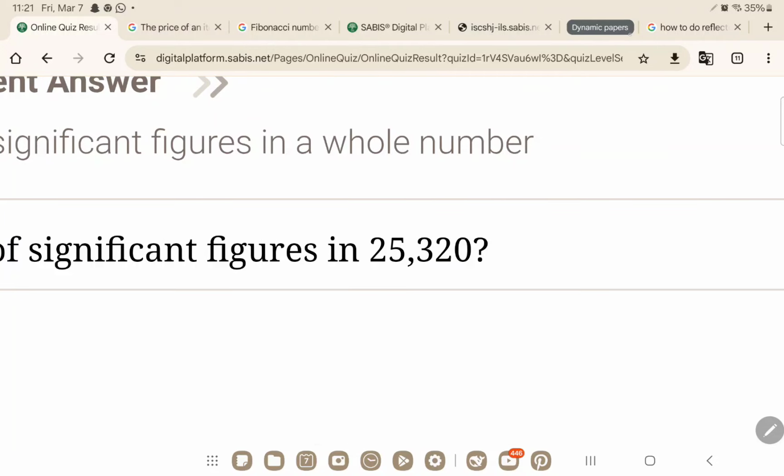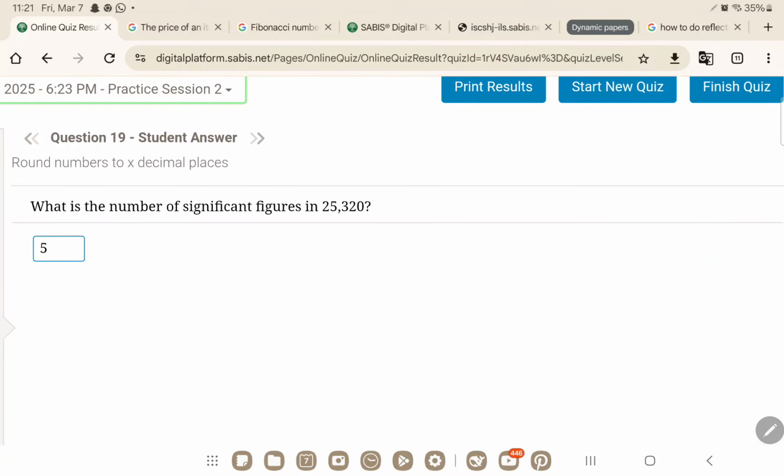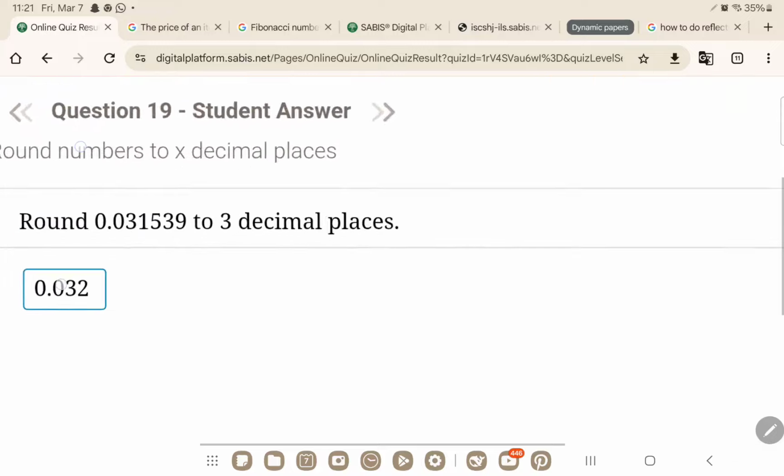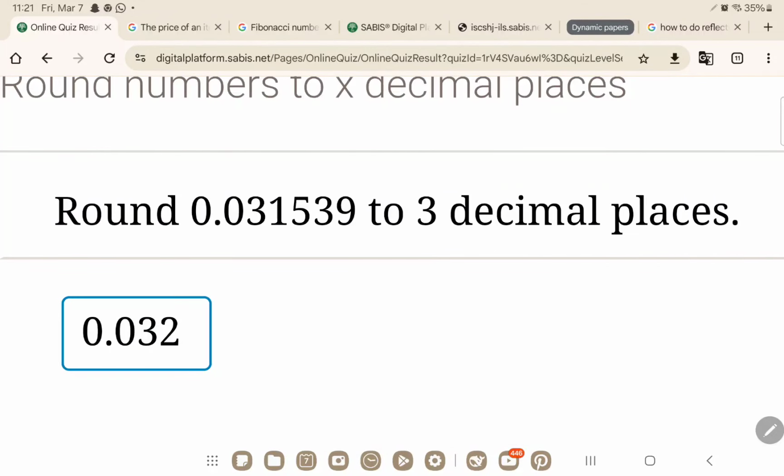This is a whole number, so how many significant figures is practically just count the number of digits. 1, 2, 3, 4, 5. And that's your answer. 5. Moving on. Again, they want us to round to 3 decimal places. So you look after your decimal point, 1, 2, 3. Is your last one bigger than 5 or 5? Yes. So you'd round this one up to 2 and you'd cancel everything else. So 0.032. And that's your answer. Moving on.